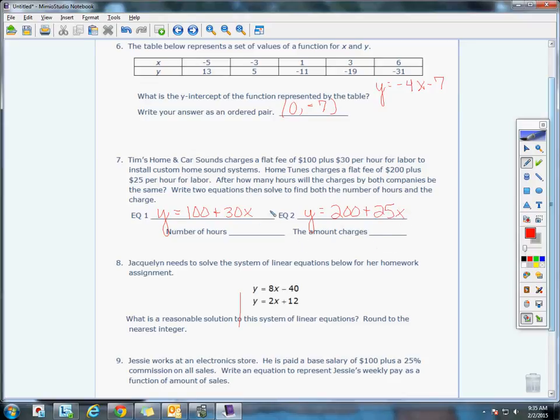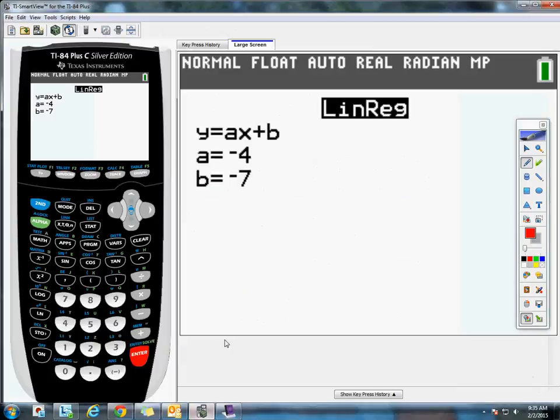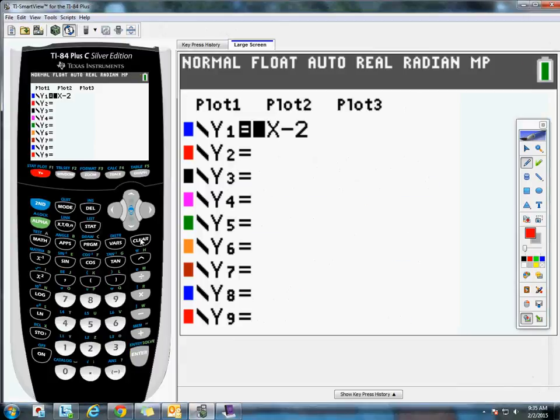What we need to find to see when they're going to be the same is the intersection where these two lines meet. So to do that, we're going to go into our calculator, into y equals. And we're going to type in, our first one was 100 plus 30x. And our second one was 200 plus 25x.